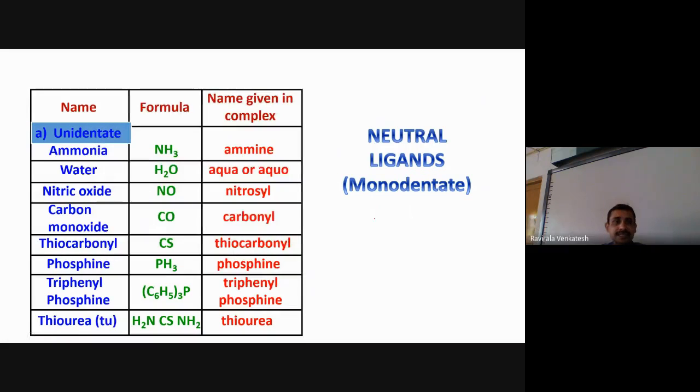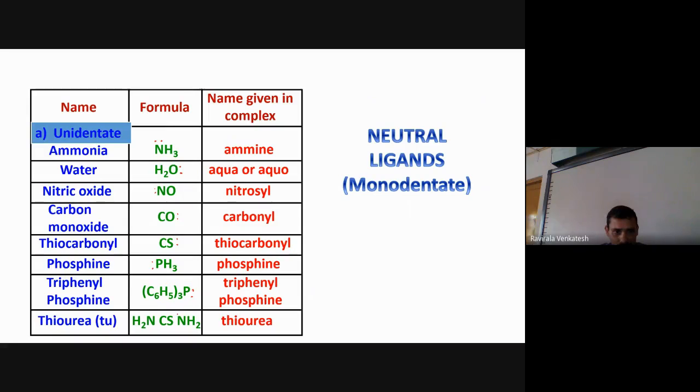Next, we'll see the neutral monodentate ligands, which do not have any negative charge. Let me see here, ammonia. These are not having any charge, but they have a lone pair. I'm writing only one lone pair here because there are 2 lone pairs, but only one lone pair is donatable. So it is a monodentate ligand. Nitrosyl also has a lone pair, carbon monoxide also has a lone pair, carbon sulfide and phosphine also have a lone pair.